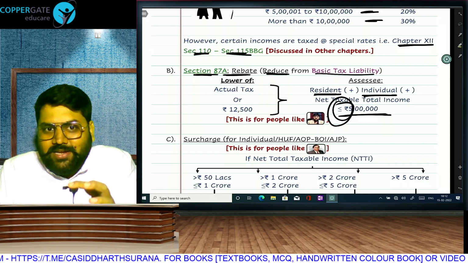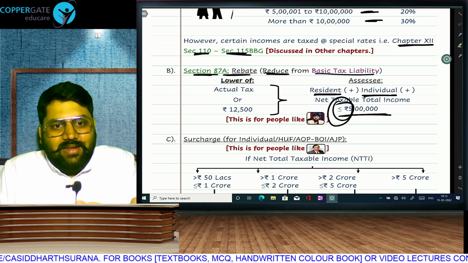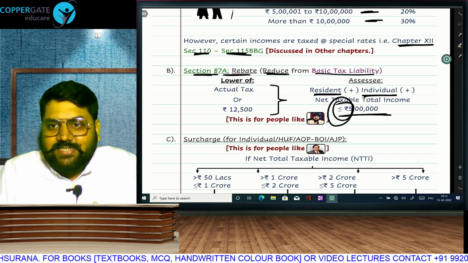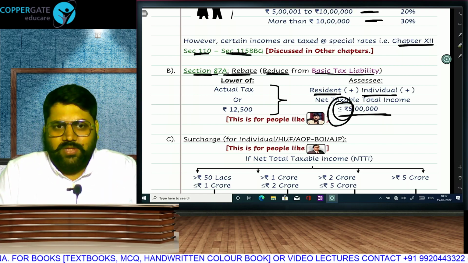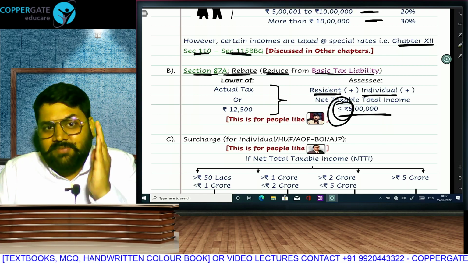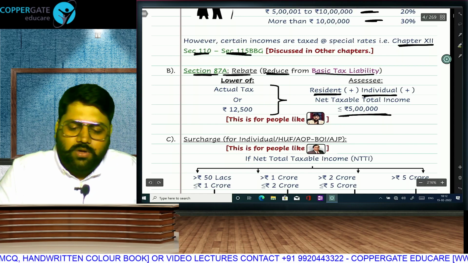Whether less than or greater than, everyone knows, but what is the treatment of equal to? For example, less than 60 is normal individual, more than 60 is senior citizen, but exact 60 is what? People don't pay attention to that. Less than 80 is senior citizen, more than 80 is super senior citizen, but exact 80 is what? You should always pay attention to, always pay respect to, equal to.